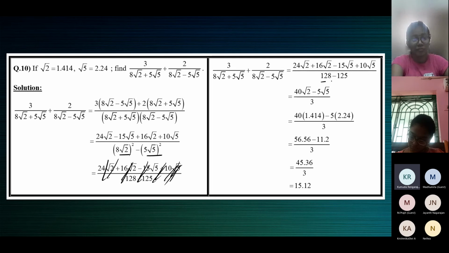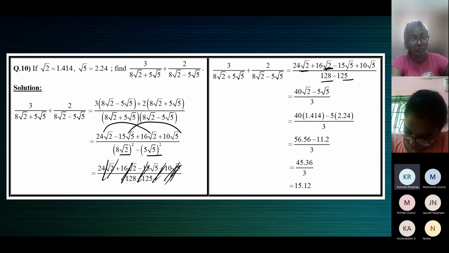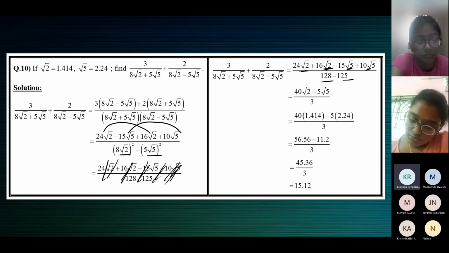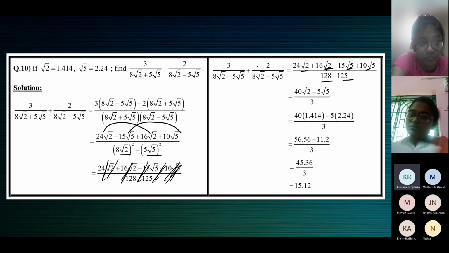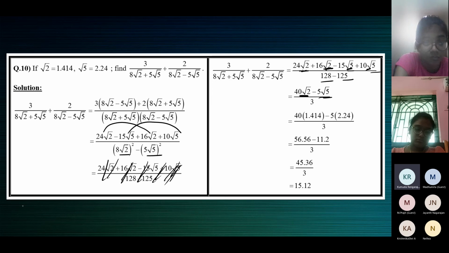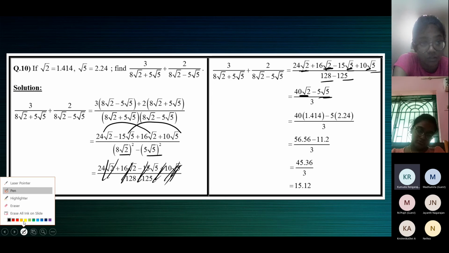Denominator becomes 128 and 125, children. The numerator 24 root 2, 16 root 2. You can see here, I'm just gathering the like terms. Then this one and this one, root 5, root 5. I'm just gathering. I'm not transposing. Don't change the signs. We are not taking it to the other side. Signs will not change. Simply put the like terms together. Root 2 terms together, root 5 terms together. So 24 root 2, 16 root 2, 40 root 2. This one is minus 5 root 2 by 3. 128 minus 125 is 3.